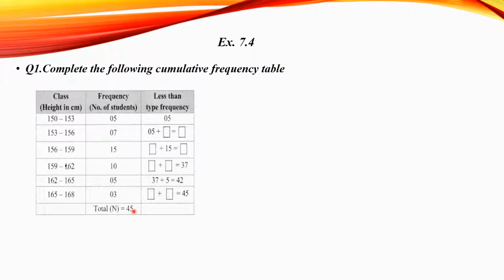Let us see the less than type cumulative frequency. In the first class it will be 5. In the second class it will be 5 plus 7, that is equal to 12. Third class it will be 12 plus 15, and that will be 27. Next class it will be 27 plus 10, that is 37, and 37 plus 5, 42, 42 plus 3, that is 45. So let us see what is the correct answer.